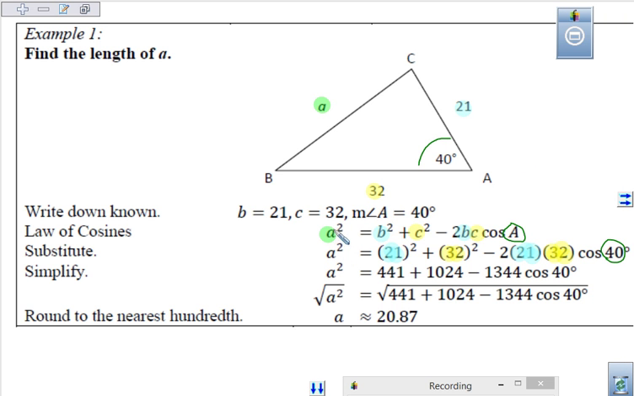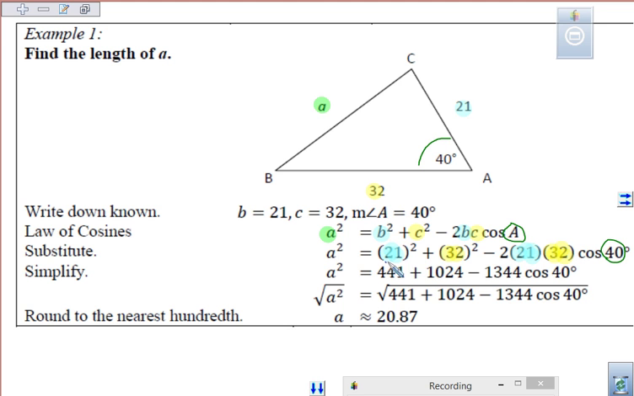So as we plug those numbers in, A is still unknown, B is 21, C is 32, times 2 times 21 times 32, cosine of 40. So then we're going to simplify. And this is where life gets a little tricky. You have to know how to run your calculator.